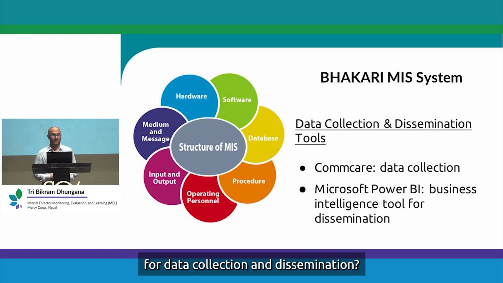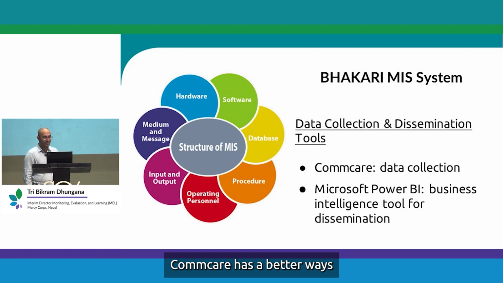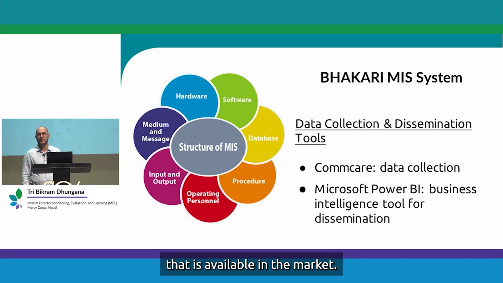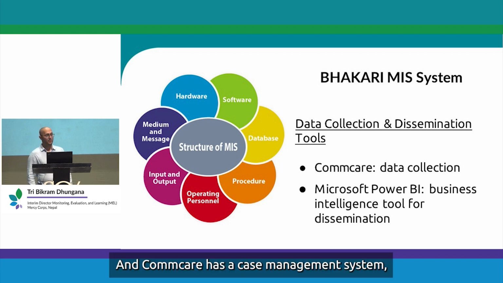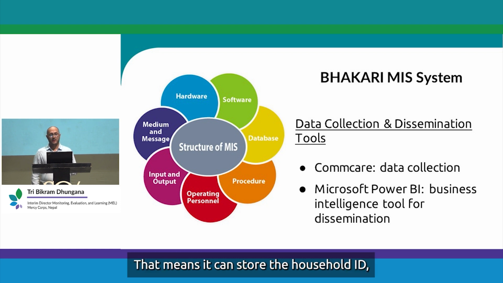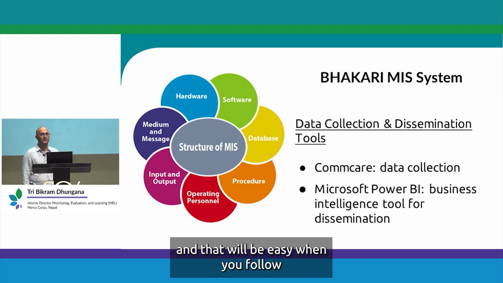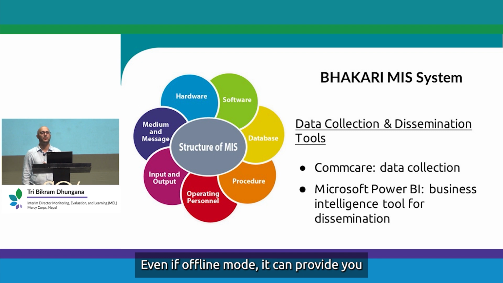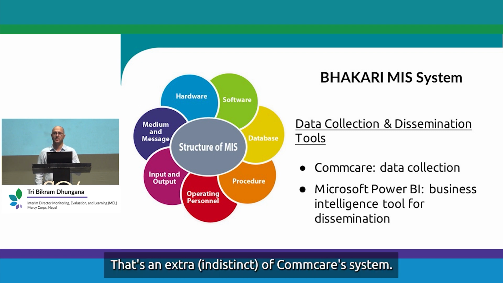and dissemination? As we also discussed yesterday, CompCare has a better edge over other software like Kobo and ONA that is available in the market. And CompCare has a case management system. Yesterday my friend was also explaining that. That means it can store the household ID, member ID and address, location of a particular household, and that will be easy when you go for a follow-up to collect the particular intervention data. Even in offline mode, it will provide you household ID and member ID. That's the extra edge of the CompCare system.